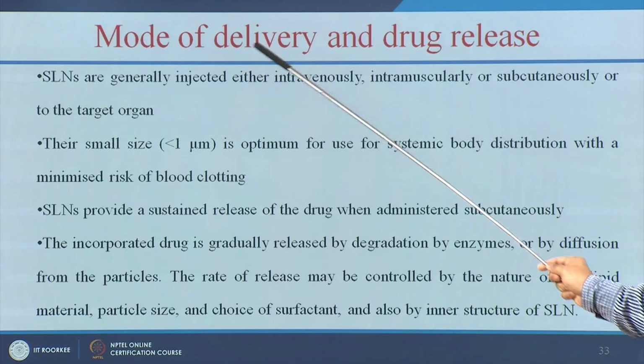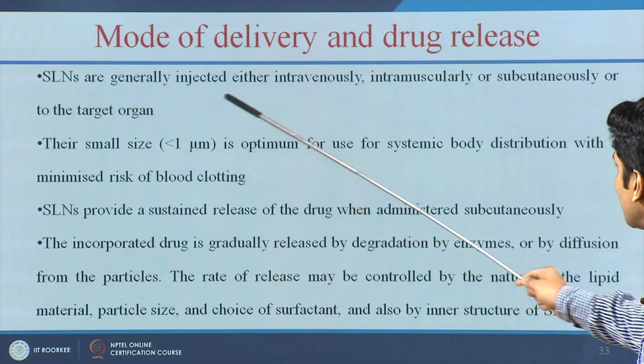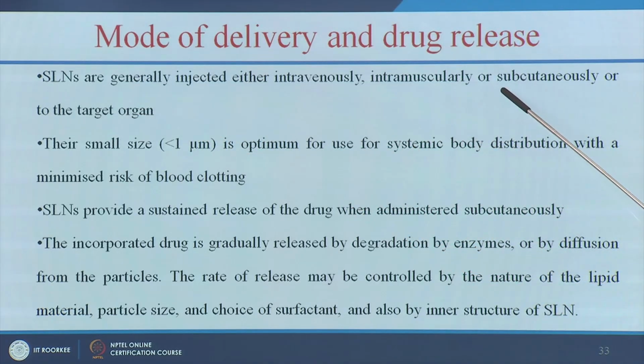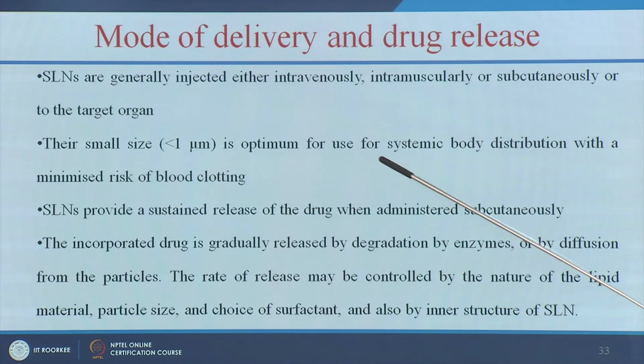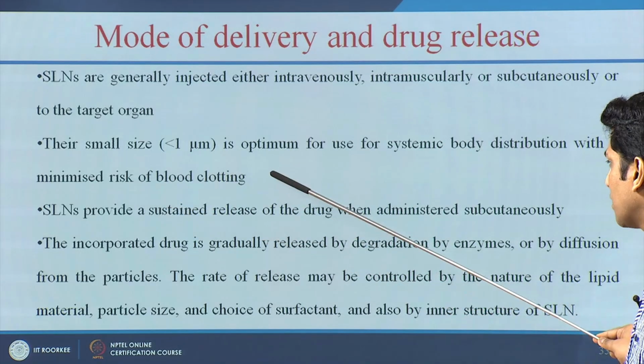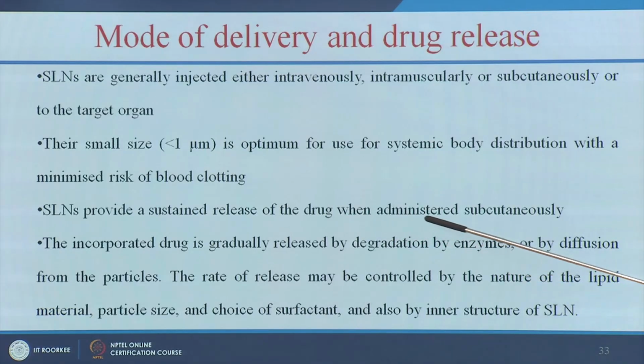So, let us see the mode of delivery and drug release of SLN. Here SLNs are generally injected either intravenously or intramuscularly to target the organ. Due to the small size, it can be useful for systemic body distribution with a minimized risk of blood clotting, okay. And SLN provides a sustained release of drug when it is administered subcutaneously.